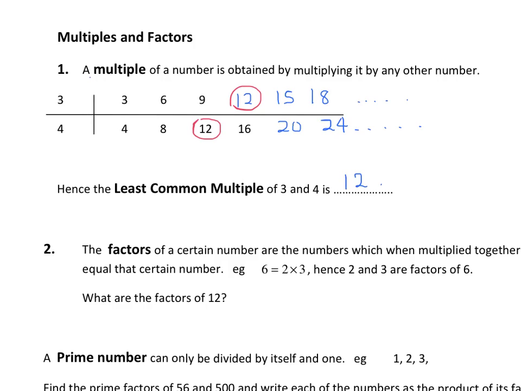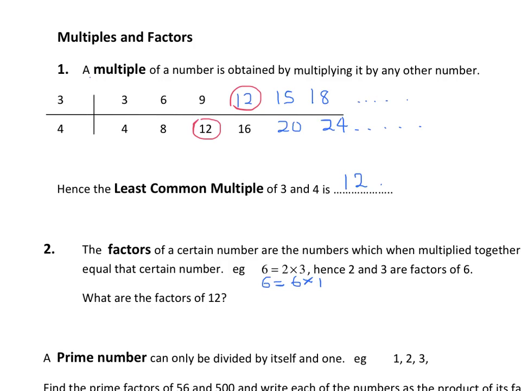Let's now look at factors. What do we mean by factors? The factors of a certain number are the numbers which, when multiplied together, equal that number. So for instance, if we look at the number 6, we can write it as 2 times 3. 2 times 3 are factors of 6. But if you think about it, 6 is also equal to 6 times 1. So 6 times 1 are also factors of 6.